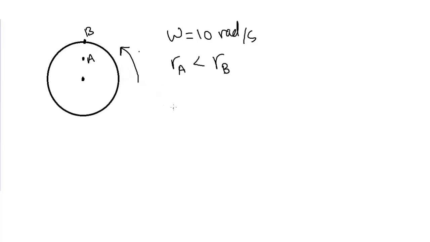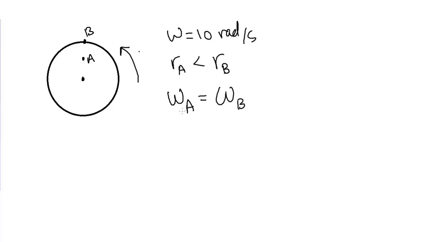Now because the wheel is spinning at one angular speed, every point on this wheel, including A and B, is rotating at the same rate. So they are making the same angle at the same time, or they are making the same number of rotations at the same time. In this case, omega A equals omega B. So the angular velocity of point A is equal to the angular velocity of point B. They are going to rotate at the same rate.